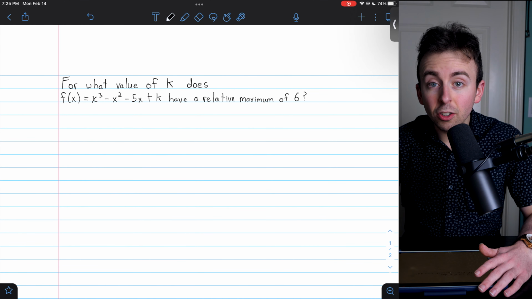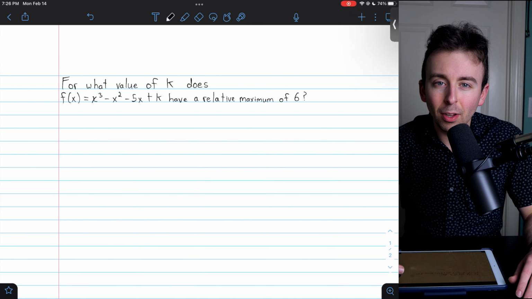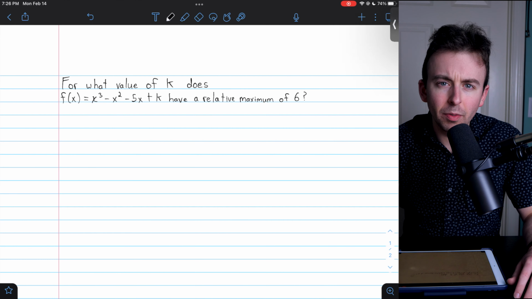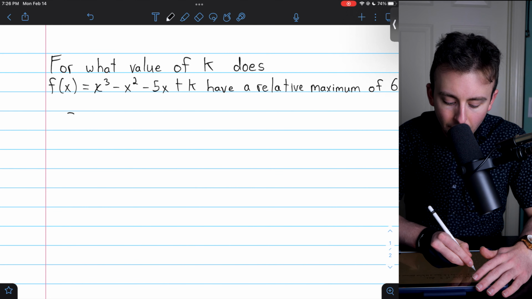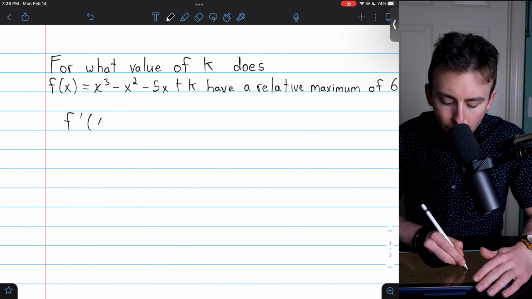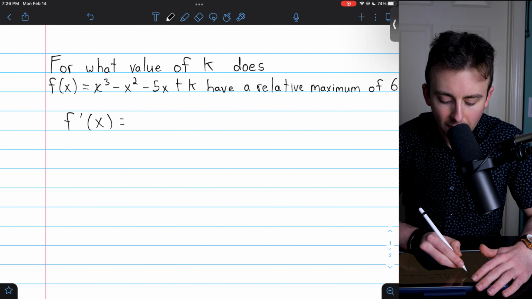So what we're going to do is take the derivative of f of x. We'll use that to find the maximum, or at least where the maximum is, and then we'll be off to the races. So let's take the derivative. We'll go ahead and zoom in a little bit here. This is f of x. So what is f prime of x? Just simple power rules here.